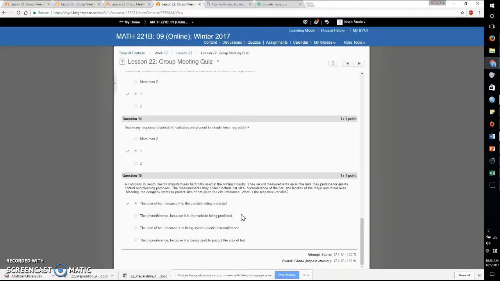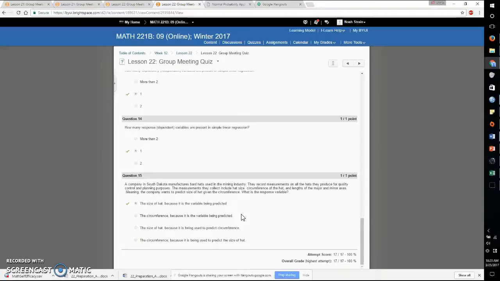And then question 15, a company in South Dakota manufactured hard hats used in the mining industry. They record measurements on all the hats they produce for quality control and planning purposes. The measurements they collect include hat size, circumference of the hat, and lengths of the major and minor axes. Meaning, the company wants to predict the size of the hat given the circumference. What is the response variable?